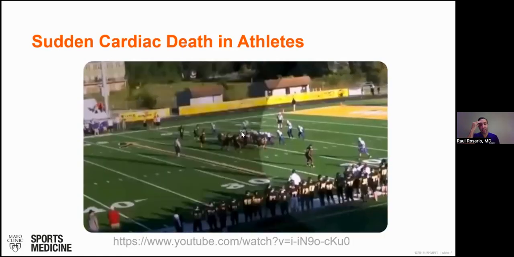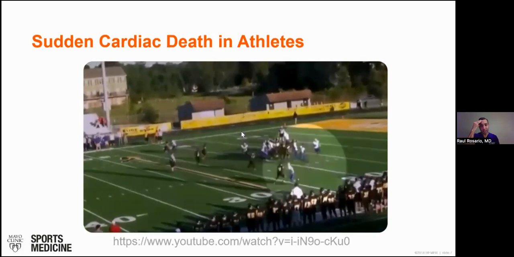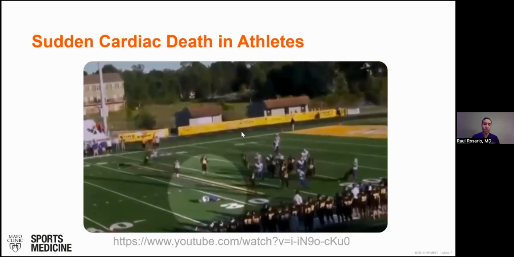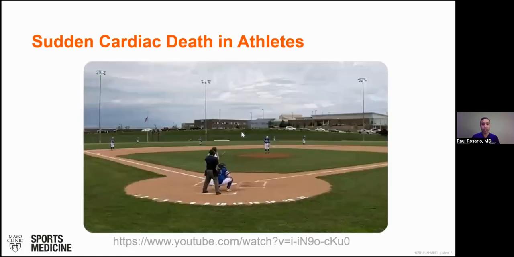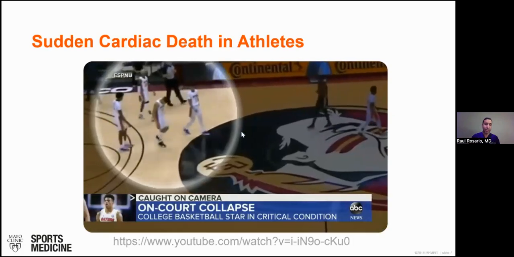I have seen it in football, but it wasn't the heart. The patient had a spleen laceration from the hit before he collapsed, but it was very scary running to him to try to take care of him. So these definitely are the things that are scary.